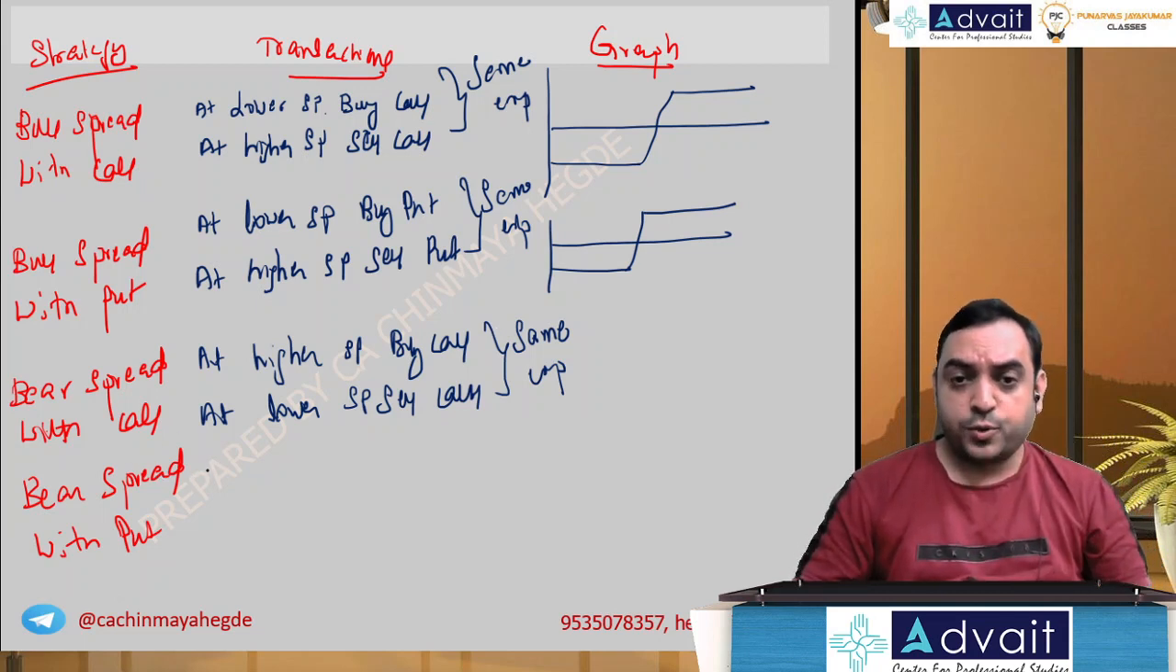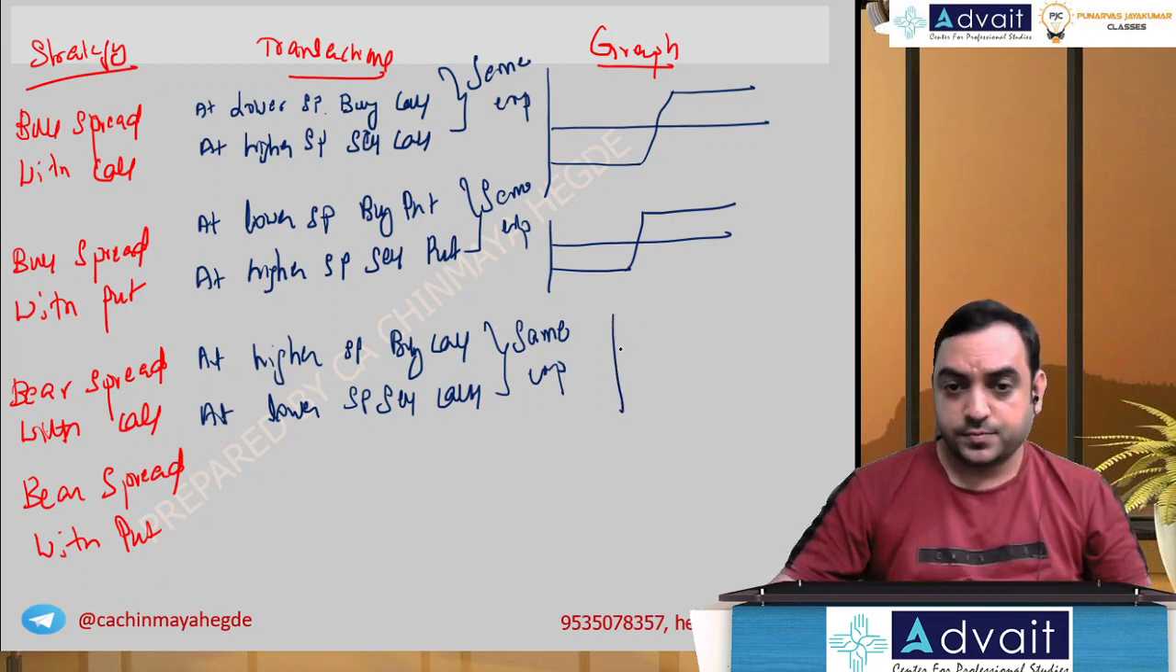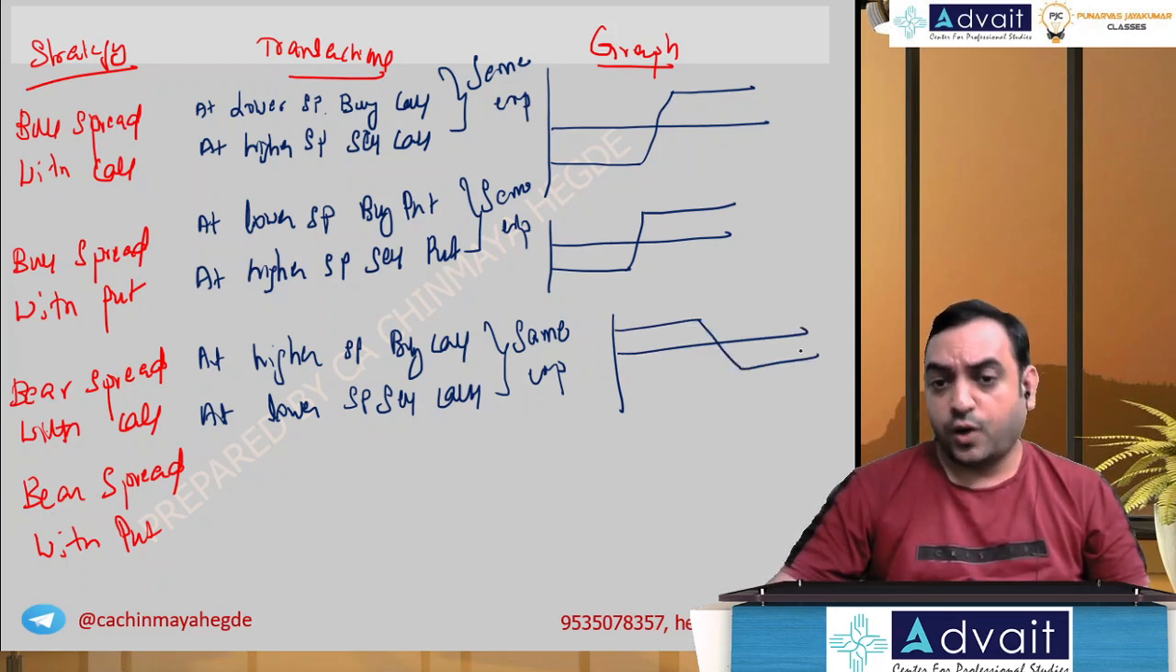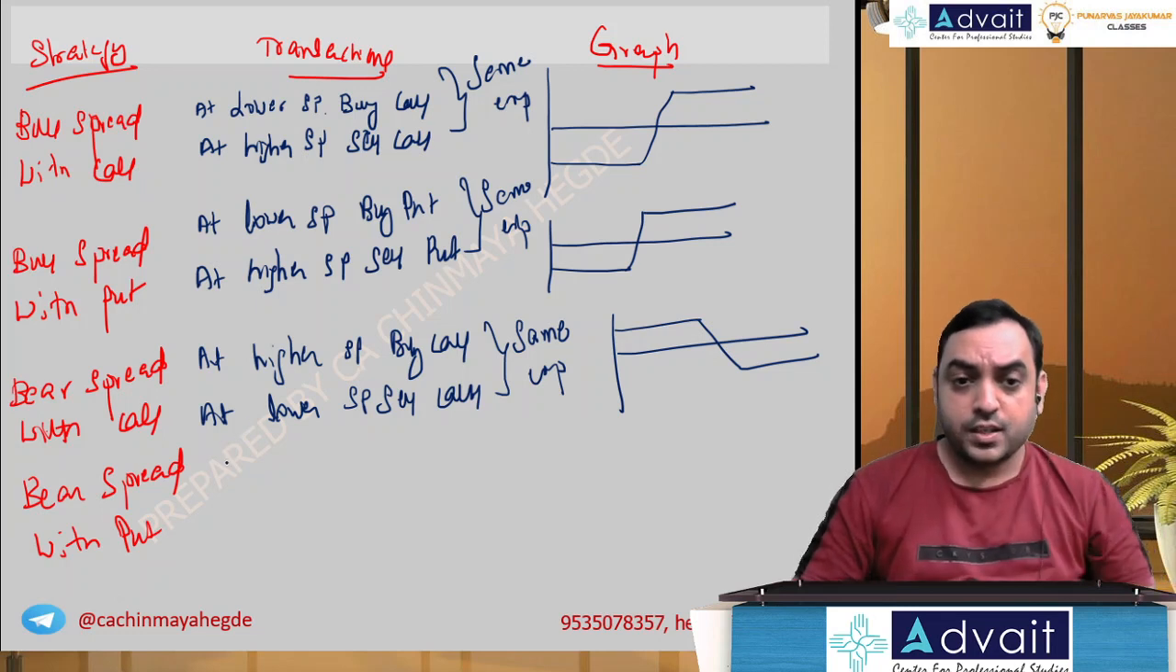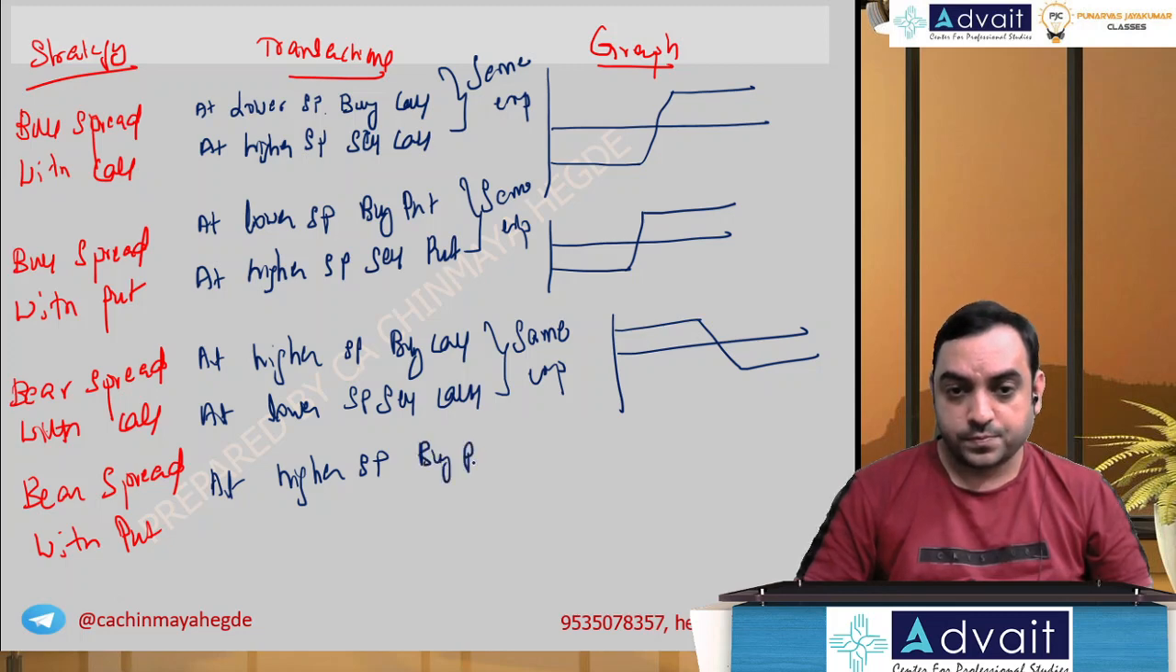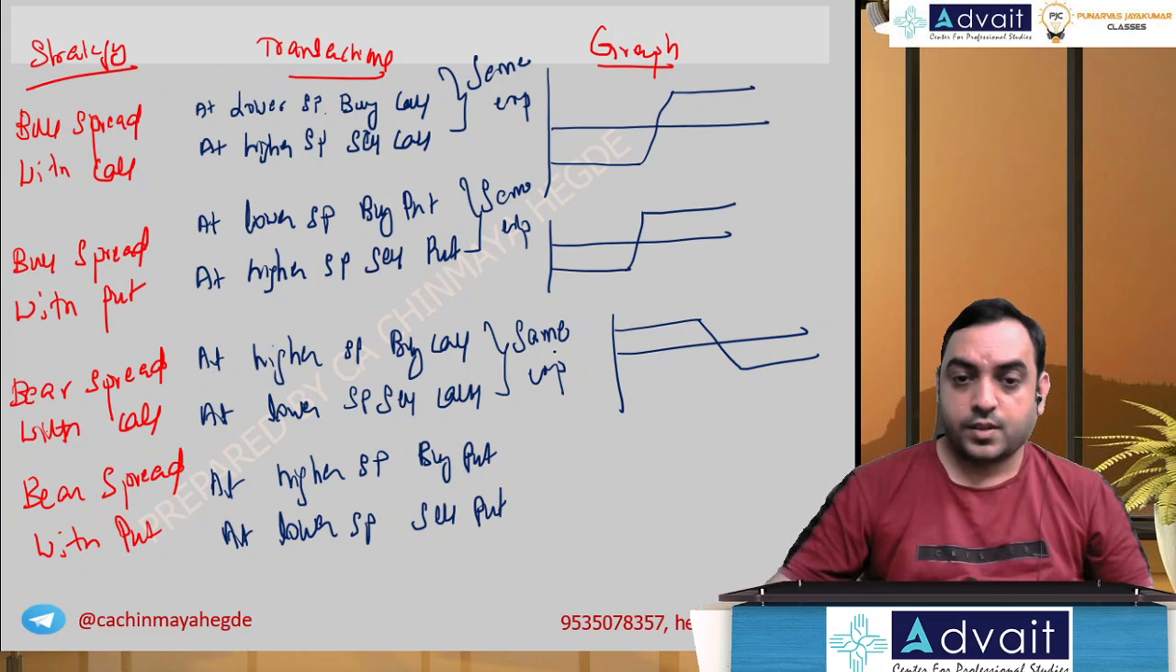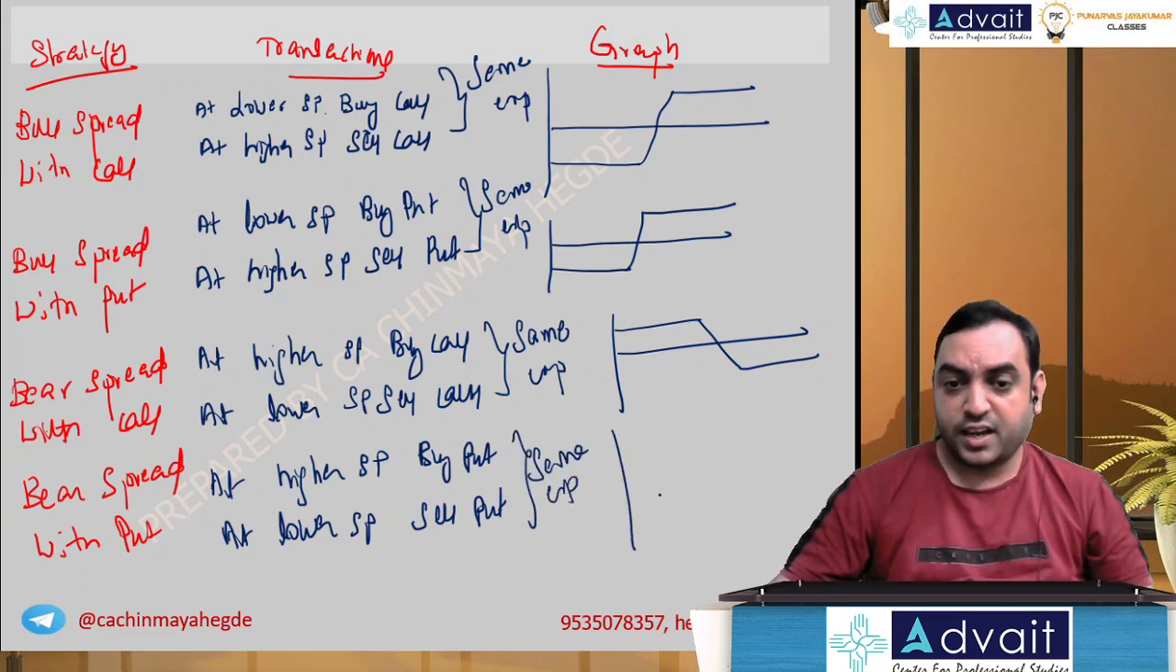And bear spread with put, again the graph will look like you make profit when the market is down and you make loss when the market goes up. At a higher strike price, you buy a put, and at a lower strike price, you sell a put. On the same expiry, you get a similar graph as in bear spread.